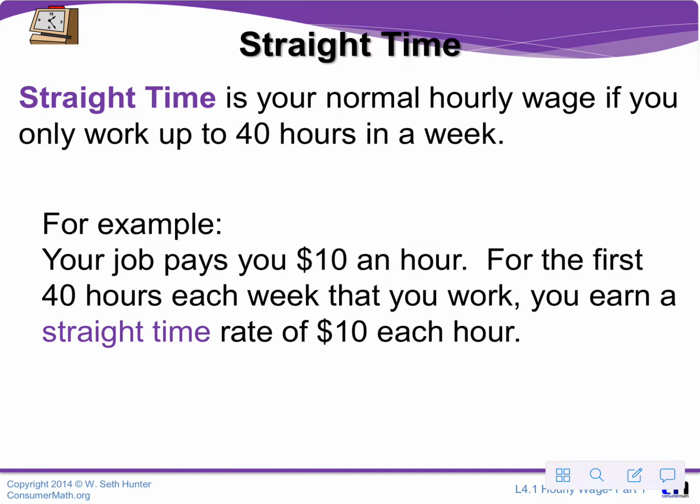Straight time is your normal hourly wage if you work up to 40 hours in a week. For example, your job pays $10 an hour. For the first 40 hours each week that you work, you earn the straight time rate of $10 each hour.